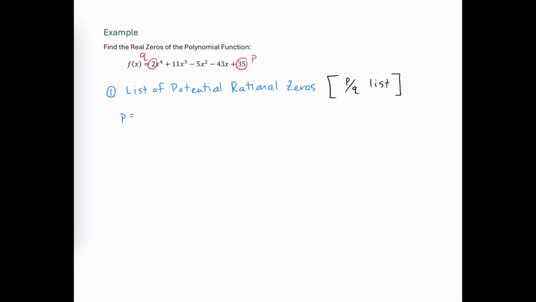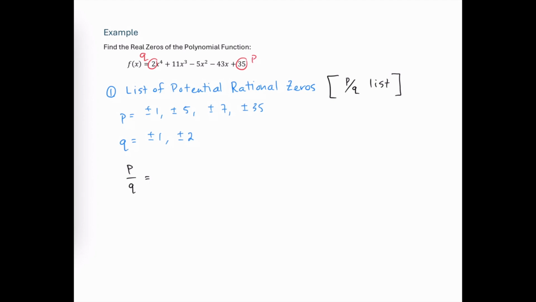So we start with all the factors of P, which are plus or minus 1, plus or minus 5, plus or minus 7, and plus or minus 35. And then we look at all the factors of Q, which are plus or minus 1 and plus or minus 2. From these, we can create the P over Q list, which is all possible combinations of a factor of P over a factor of Q.